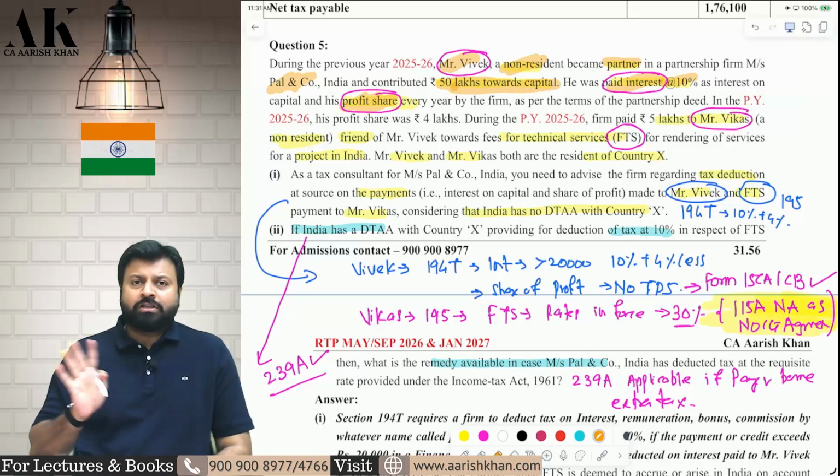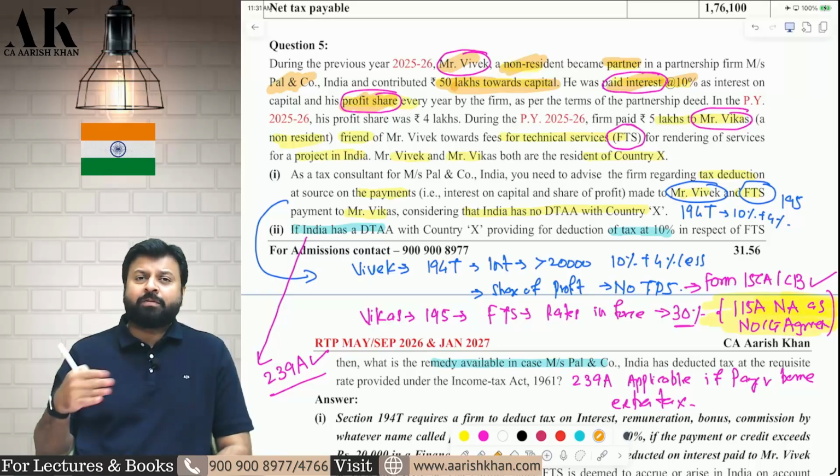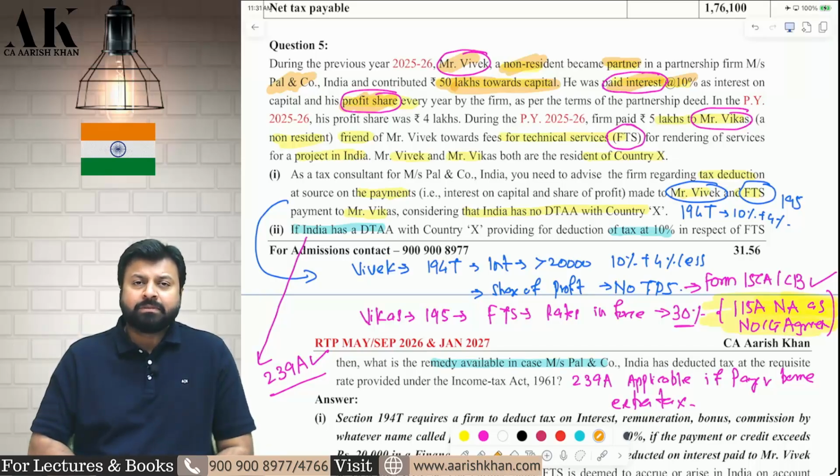What about share of profit? On share of profit, TDS is not deductible because share of profit is exempt in the hands of partners. Therefore, on share of profit, there is no need to deduct any TDS. But on share of profit, you should do related formalities like Form 15CACB. You have to fulfill all these things.